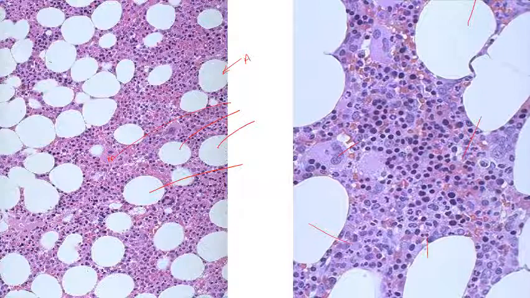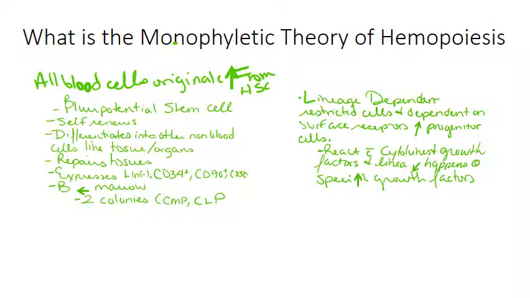Now, let's move on. So what is the monophyletic theory of hemopoiesis? Well, all blood cells originate from the hematopoietic stem cells. So what does that mean? Well, pluripotential stem cells self-renew, they differentiate into other non-blood cells like tissues and organs, which is great, and we have the repair function, and they express all these crazy CD numbers, which you won't need to know right now, but you will need to know later.